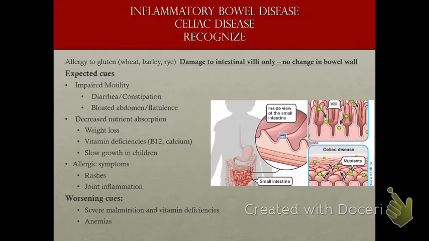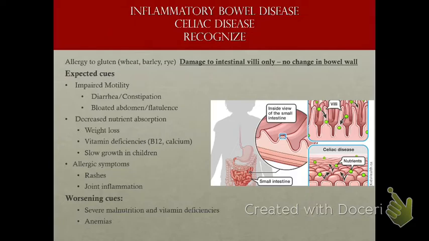But it does cause impaired motility because the villi are the little finger-like things on the inside of your intestine that move things forward. So with impaired motility, you can have diarrhea, constipation, bloating, flatulence. But because your villi are also where your nutrients are absorbed, you end up with some malnutrition from celiac disease if it's damaged your villi. So you get malnutrition, weight loss, vitamin deficiencies, failure to thrive in children. You get allergic symptoms because it is an allergy, rashes, joint inflammation.